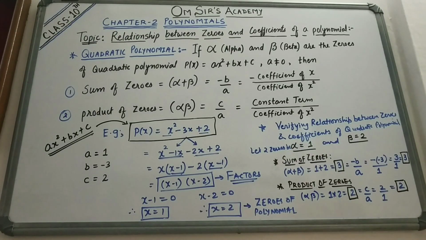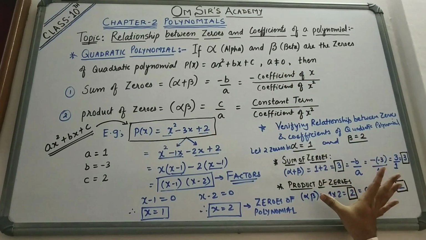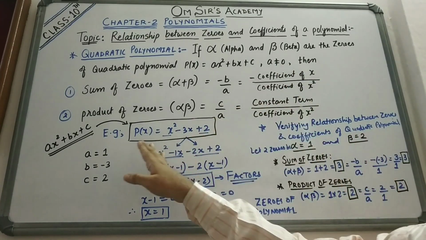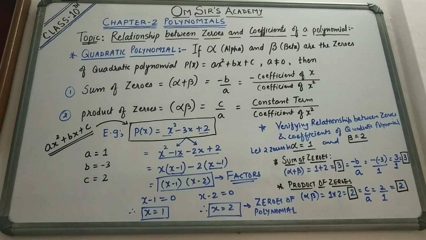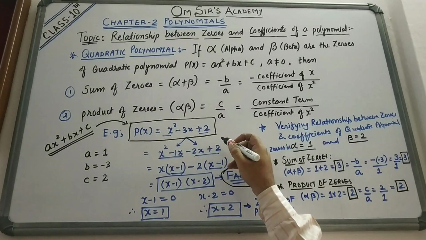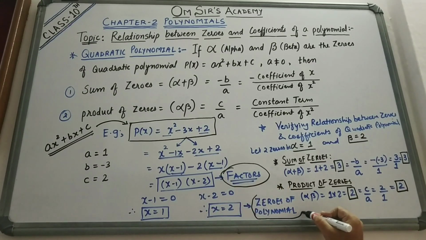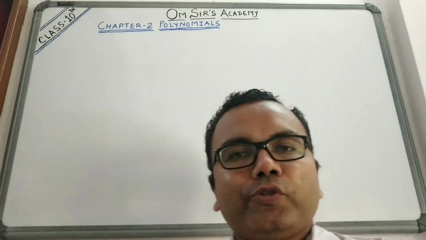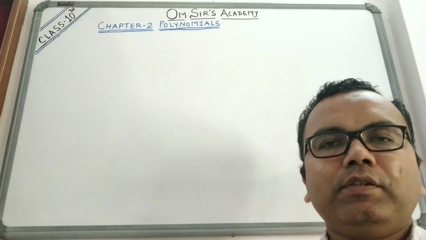Is it clear friends? In this session we have learned many things. First of all, we have learned how to verify the relationship between zeros and coefficients of a quadratic polynomial. But before that, we also learned that if a quadratic polynomial is given, how can we find its factors? We found the factors by splitting the middle term, and then from the factors we found the zeros of the polynomial. This is also very important. Hope you have understood this topic. So students, with this we end this topic here. Thank you very much.